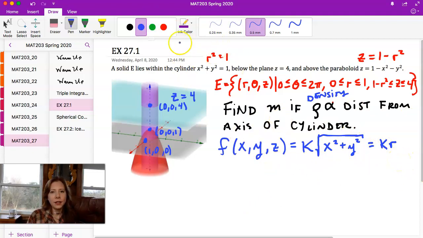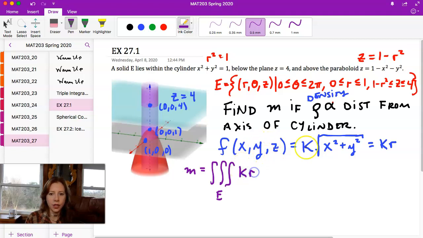So mass will be able to be found if we took the triple integral over our region of kr, which is our function, times dV. But because we're in cylindrical coordinates, dV is going to become r dz dr d theta.